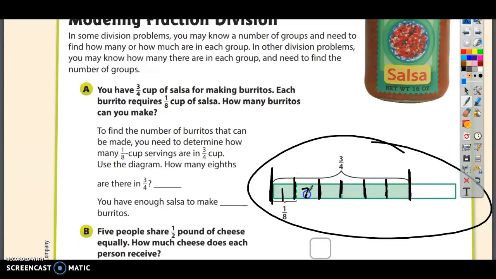There is 1, 2, 3, 4, 5, 6. You have enough salsa to make 6 burritos. It's that simple for that one. Let's move on to the next one.